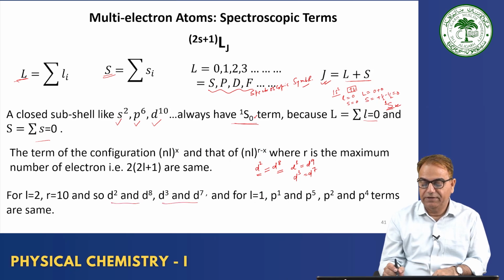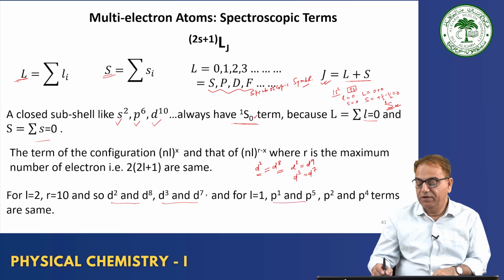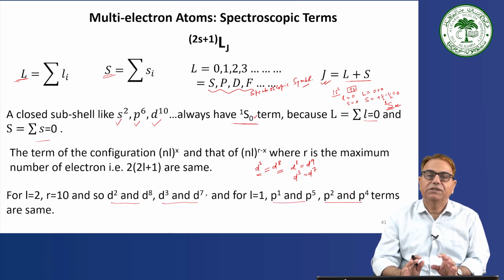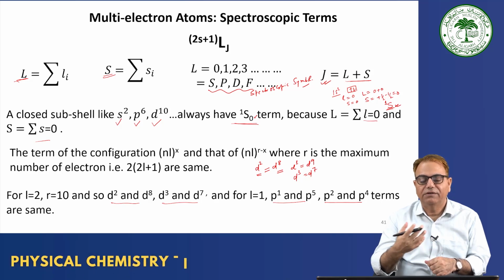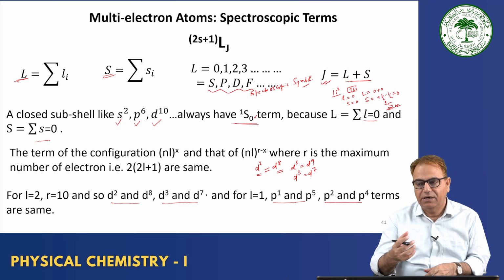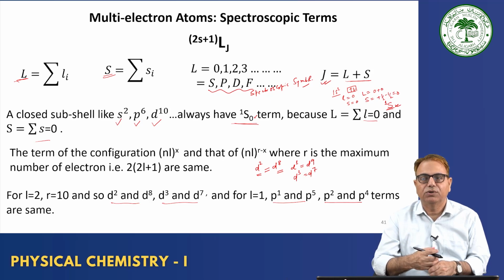D2, D8, D3, D7. In the same way for l equal to 1, P1, P5, P2, P4 will give you the same term. So if you find the term for P2, you can apply it for P4 also. If you found the term for D2, then you can apply it for D8 also. And these term symbols are, I'm saying, very important in coordination chemistry. If you do a course, it will be a repetition there. But here you should know the source of the spectroscopic term, because it comes from the addition of angular momentum.